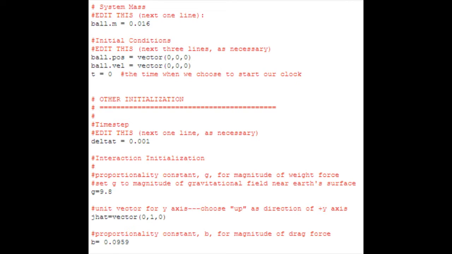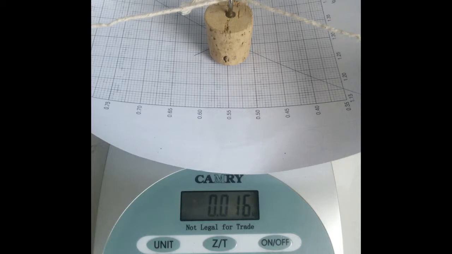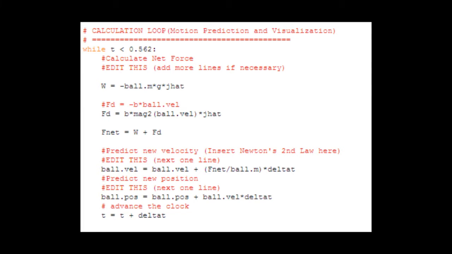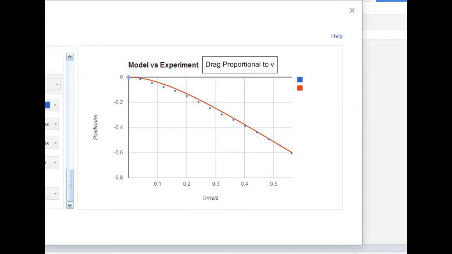Next we come to the code used in VPython. The mass of the cork and parachute was measured to be 0.016 kg by an electronic balance, as shown. The time interval delta t was set at 0.01 seconds. The value of the constant b was adjusted for both models until the final experimental position matched the final modeled position. Here we can see the screenshot of the program for how the equations for fd and fnet were set. Finally, we come to the graph for model against experiment.